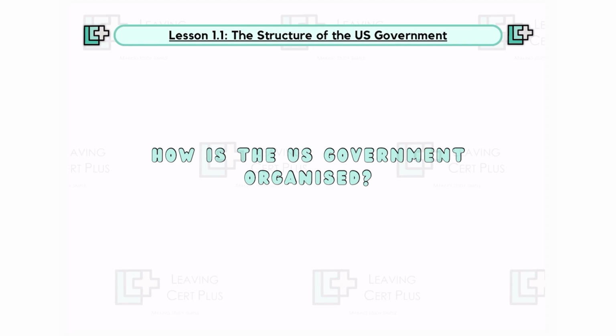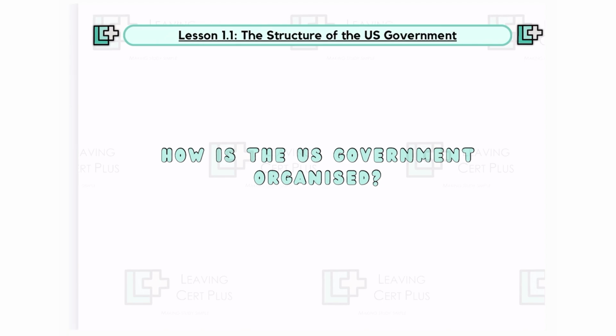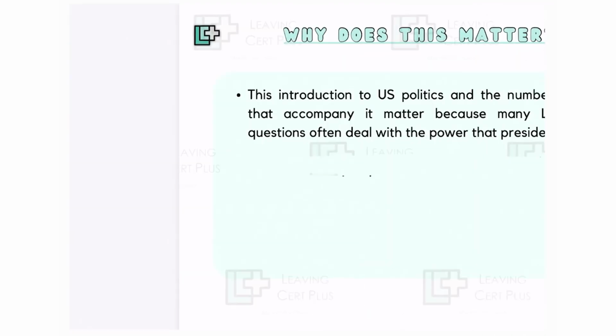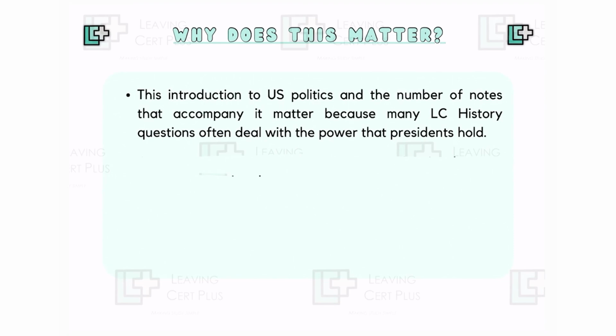In this lesson, we're going to have a look at the structure of the US government, and indeed in this chapter, the focus is to look at US politics as a whole under around 11 lessons. So you'll get to enjoy all of these lessons with Leaving Cert Plus. So I suppose, why does this matter? Why does the structure of the US government matter when it comes to Leaving Cert history?